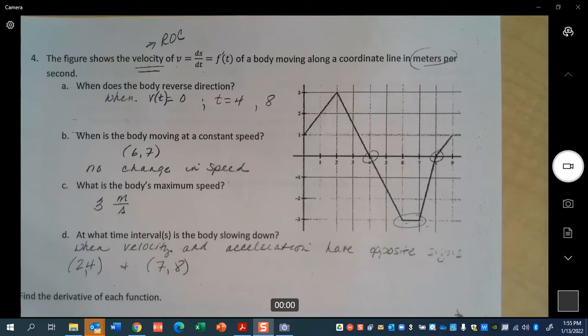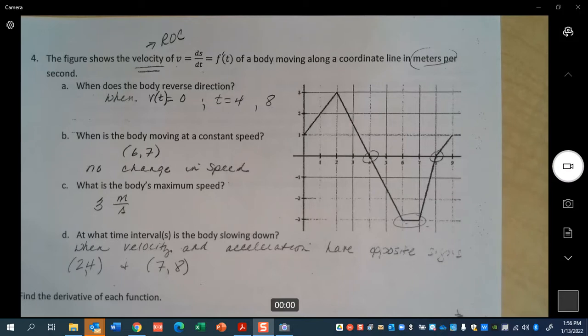When is the body moving at a constant speed? There's no change in the speed. It's going 3 meters per second this whole time. Constant rate of change. Its speed is not changing. Now its speed is decreasing at a constant rate, because this is a linear section. So his velocity is getting smaller, he's going slower and slower, but at a decreasing rate.